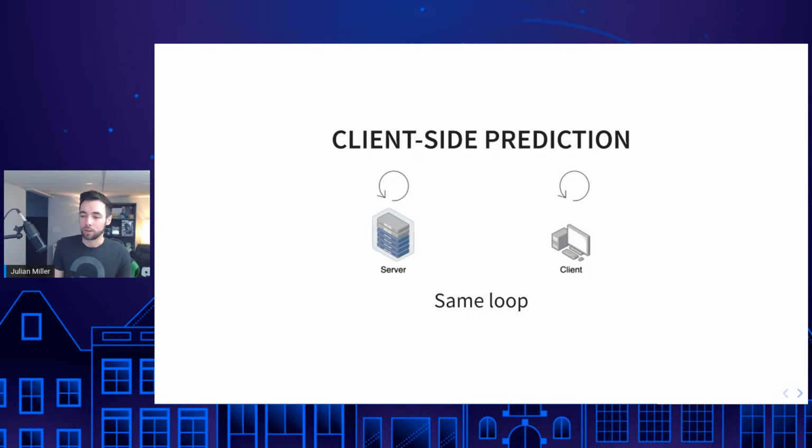And that is to use something called client-side prediction. And the idea here is basically just to run the same game loop on both the client and the server. So when we press the jump button, we still send that jump message to the server, but we're also going to run those calculations on our local client, and then we receive that visual feedback immediately.